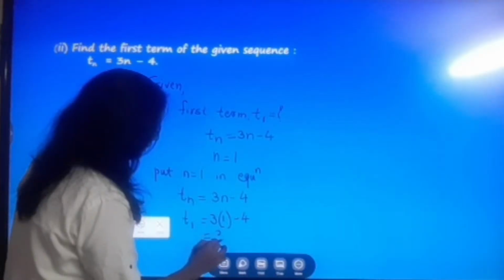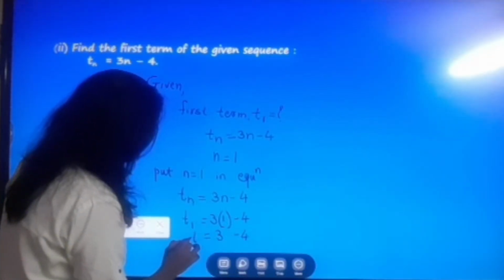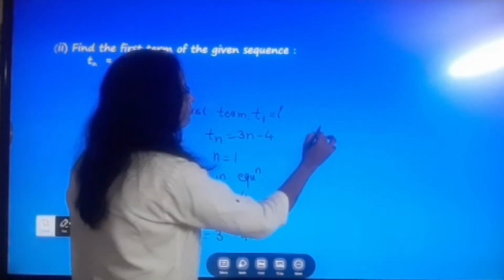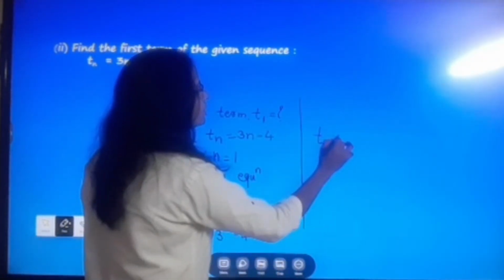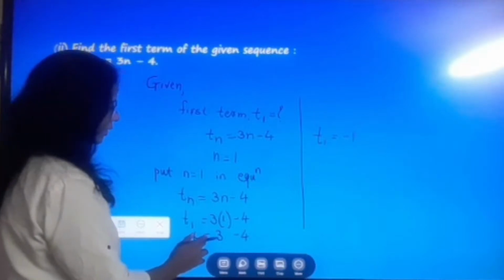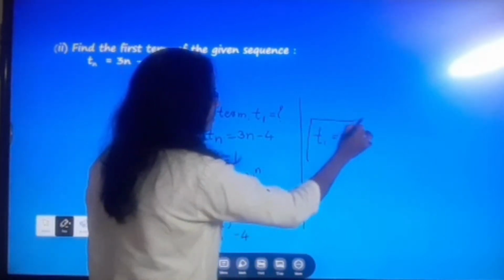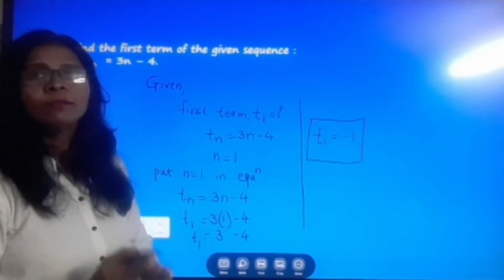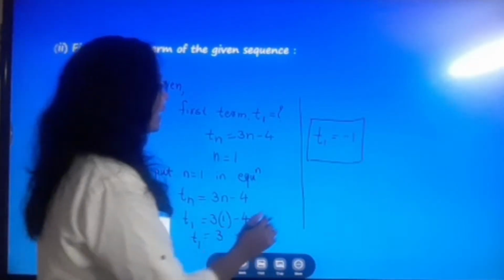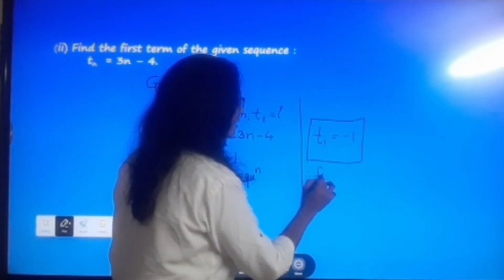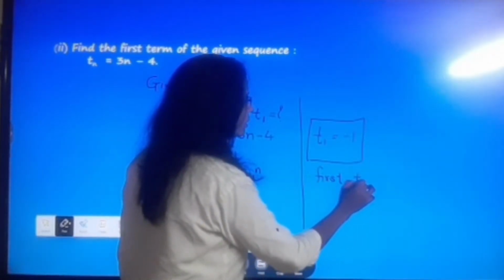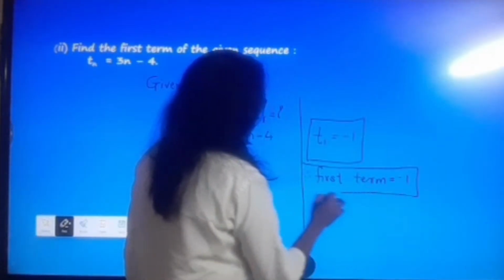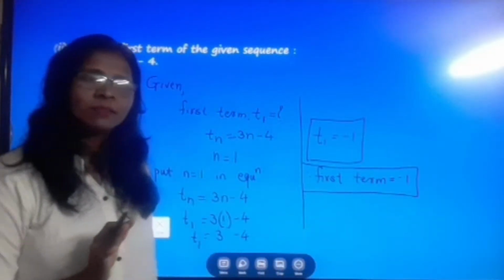So here 3 minus 4, T1 is equal to 3 minus 4, and that means T1 is equal to minus 1. See here, 3 minus 4 means minus 1. Okay, and that T1 is the first term. So I write down the final answer: first term is equal to minus 1.